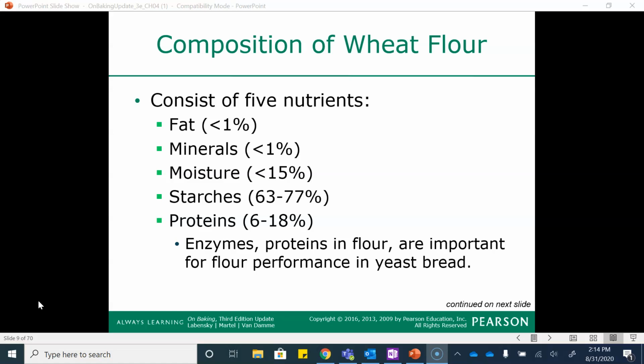Starches constitute 63 to 77% of flour and are necessary for the absorption of moisture during baking. This process, known as gelatinization, occurs primarily at temperatures above 140 degrees Fahrenheit. Starches that are damaged during milling, although usually a fraction of the starch percent, are converted to sugar when moistened, thus providing food for yeast during fermentation.